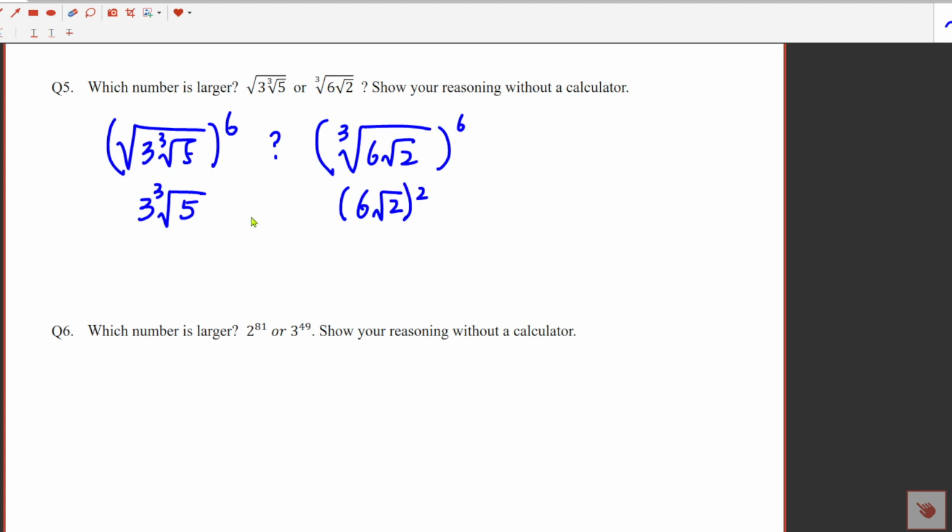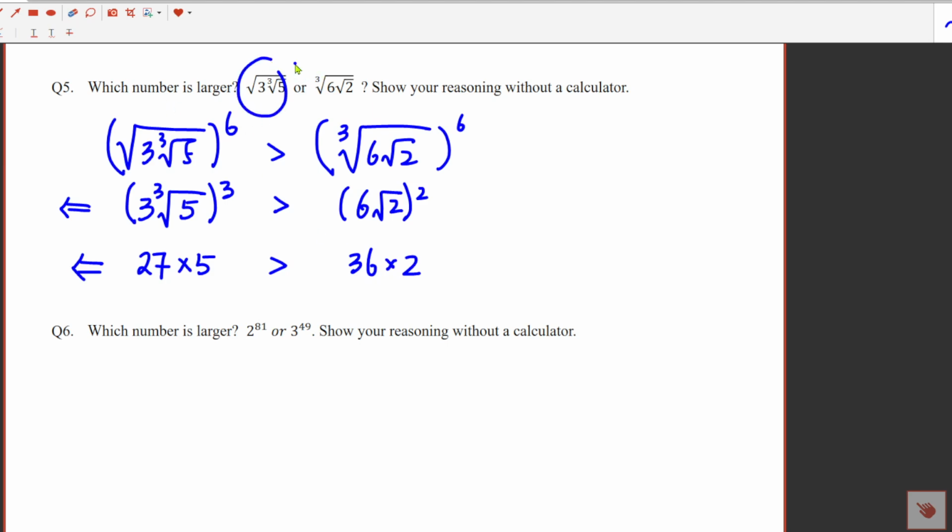And there is still a power 3 here. If you can't see the relationship between these two numbers, let's simplify this. The left side gives us 27 by 5. The right side is 36 by 2, right? Apparently, the left side is larger than the right side. Note that in each step we did not change the direction of the inequality sign, right? Therefore, we know the number on the left side is larger than the right side. Therefore, this number is larger than this one, right?